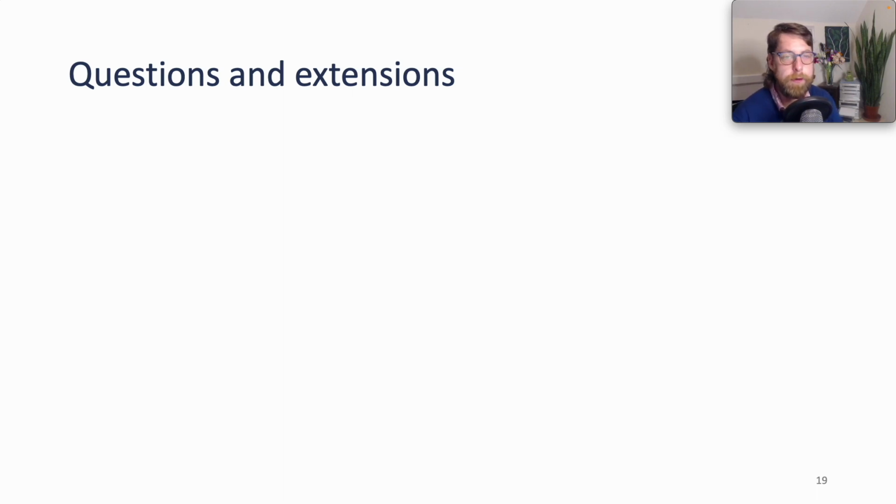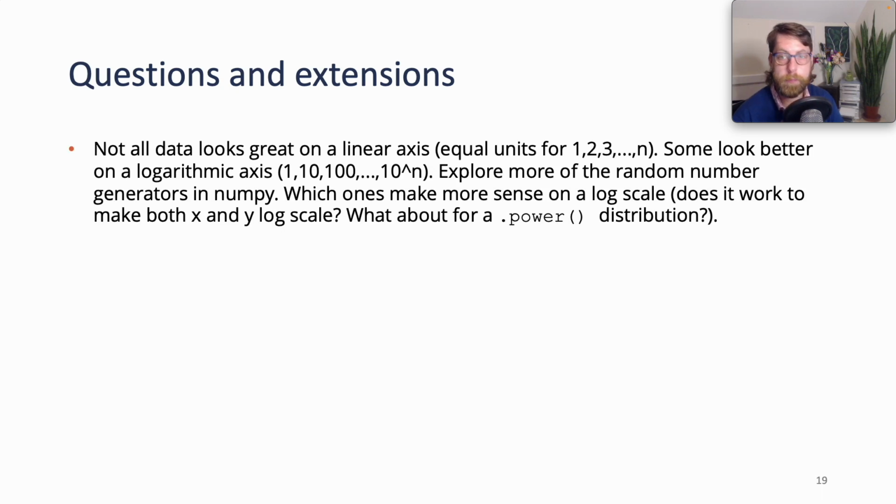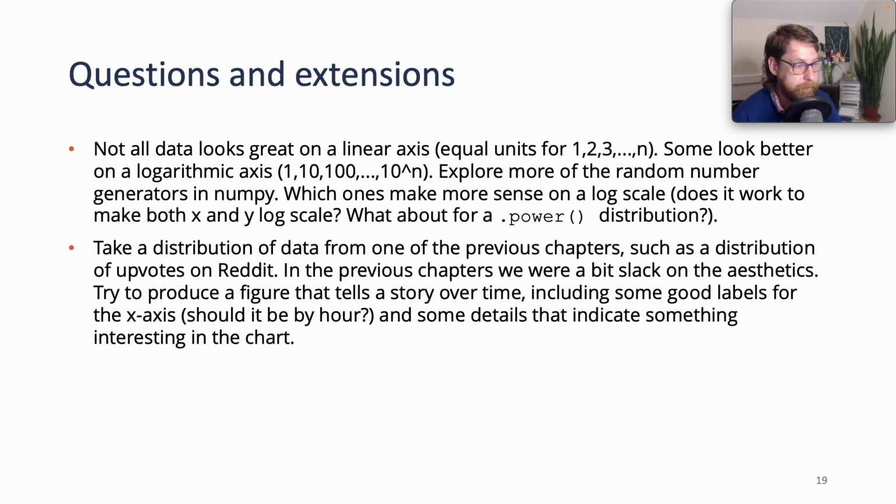Now, there's lots of ways that we can extend this sort of work. This is really just getting started at the baseline, but here's a couple practical things for you to explore. The first one is that sometimes our distributions are really skewed, and so they might look better on a logarithmic axis than on a linear axis. So explore some of those random number generators, and then within your visualizations, set the axis to be a log scale rather than a linear scale.